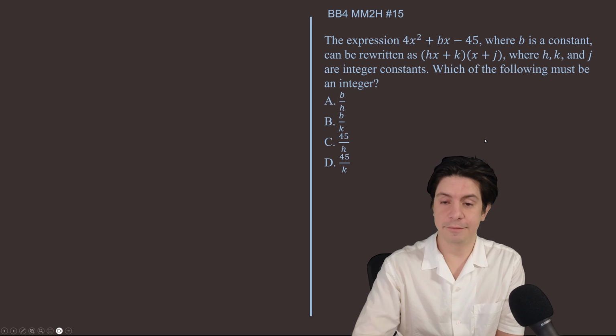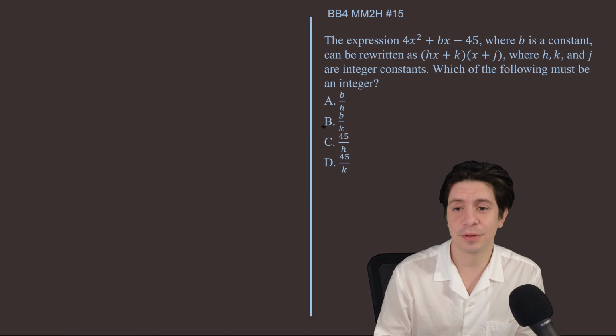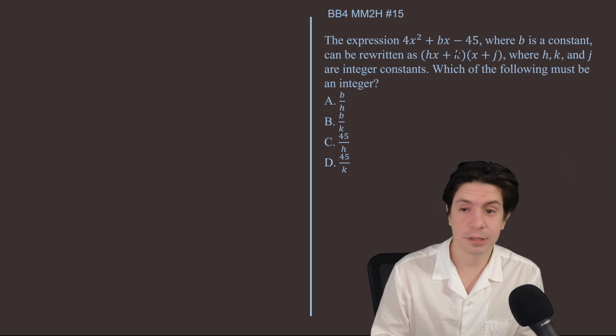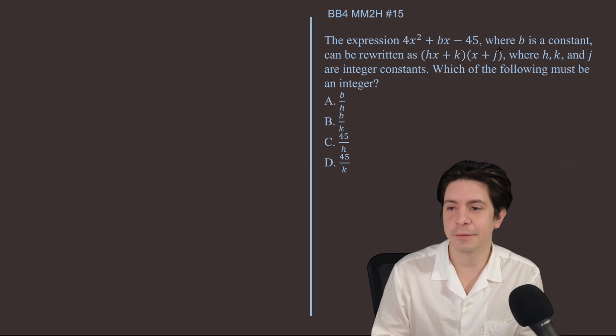And now we're on to 15. We're really doing a great job. This one is tricky. The expression 4x squared plus bx minus 45, where b is a constant, can be rewritten as (hx plus k) times (x plus j), where h, k, and j are integer constants. Which of the following must be an integer?